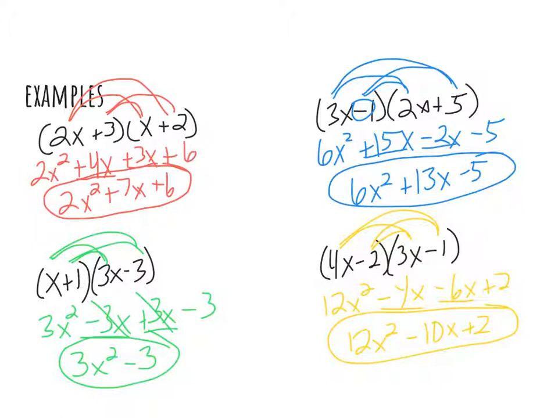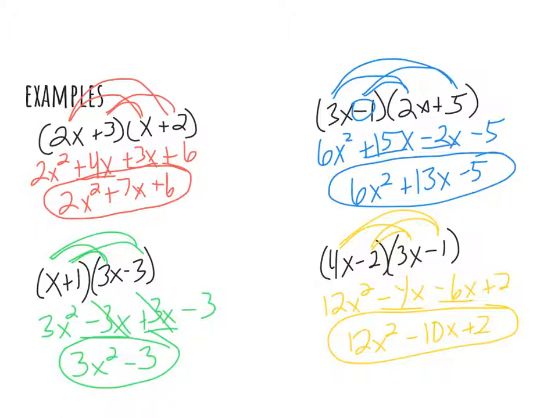For our last example on the bottom right, we've got 4x minus 2 times 3x minus 1. First, 4x times 3x, 12x squared. Outer, 4x times negative 1, negative 4x. Inner, negative 2 times 3x, negative 6x. Last, negative 2 times negative 1, the negatives are going to cancel out, leaving a positive 2.